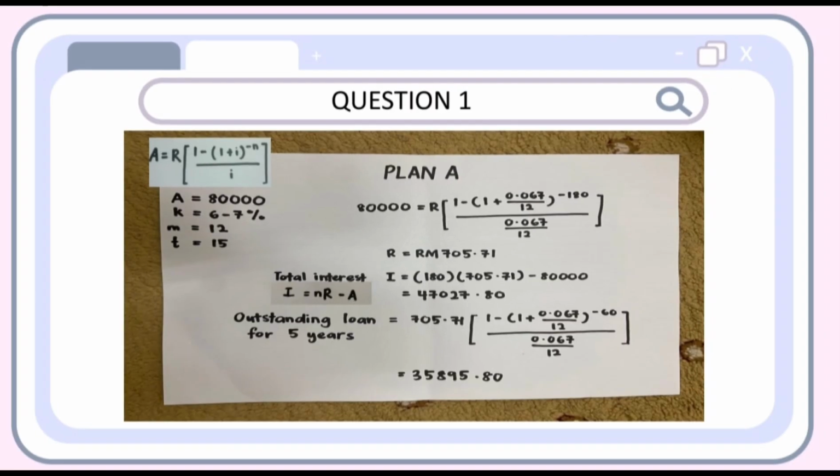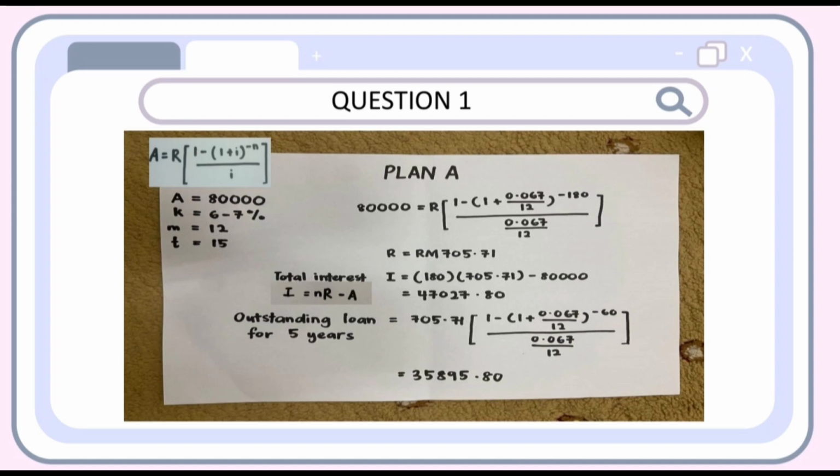The solution for plan A, we start with the formula above. The value of A is 80,000 and the interest rate given was 6.7%. The time of compounding is 12 times a year and the term is 15 years. We substitute into the formula: 80,000 equals R multiplied by 1 minus (1 plus 0.067 over 12) to the power of negative 180, over 0.067 over 12. So we get R for RM 705.71.